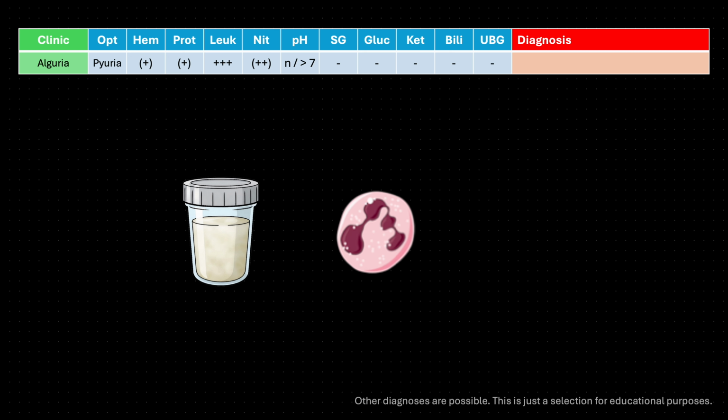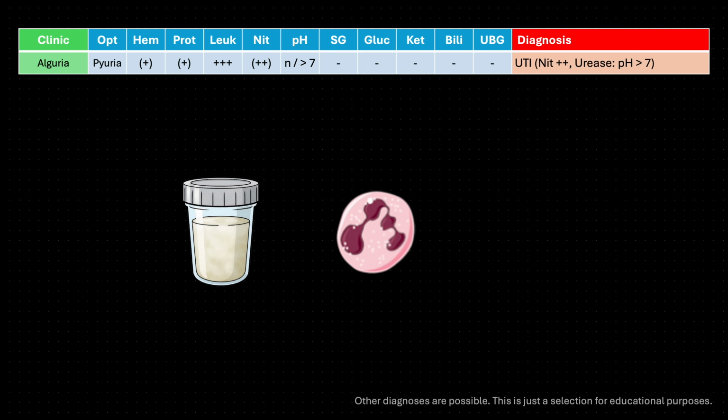Here's the first one. A patient presents with alguria, which is pain during urination, and optically the urine presents cloudy. The dipstick shows positivity for leukocytes, and additionally, also nitrate, heme and protein may be positive. What's your diagnosis?